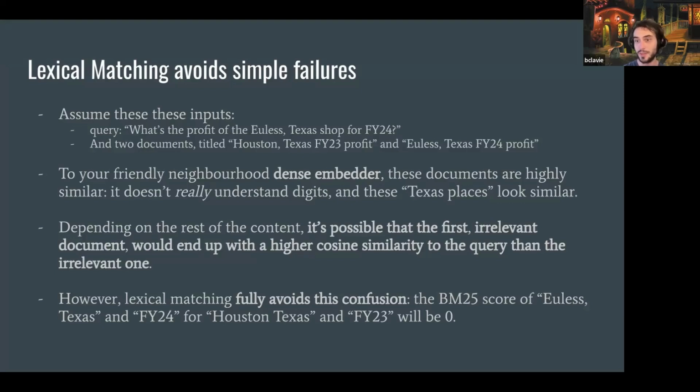Both of those titles will score 99 point something for your query because semantically they are virtually the same. ULEZ is a suburb of Houston, and FY23 is FY followed by a number. This looks identical to BERT or to an embedding model. However, to BM25 or to any form of lexical matching, this looks extremely different, because the score for FY24 in the first one is 0 and the score for FY24 in the second one is very, very high.